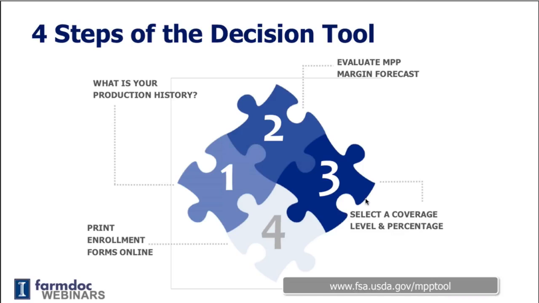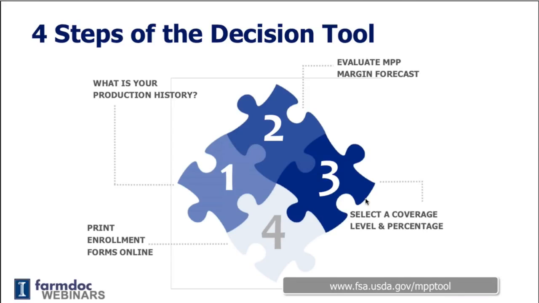So, the 4 steps of the tool. 1, what is their production history? They enter it in the tool, and then they're able to evaluate a margin forecast. The margin forecast that we provide in the tool is updated every day, and it's based on market anticipated risk in milk and feed markets.